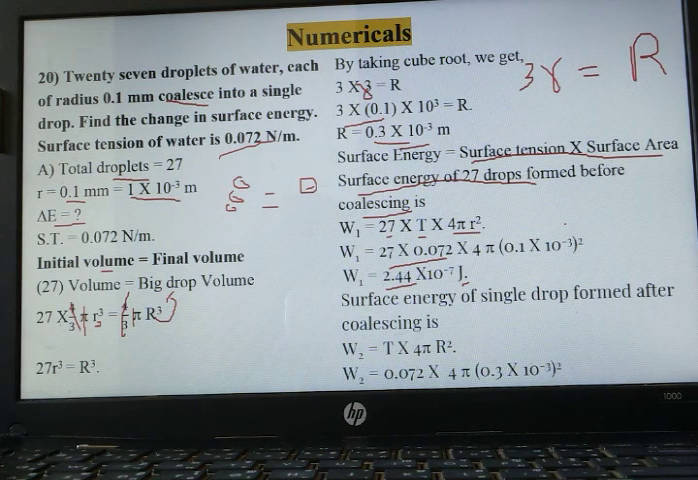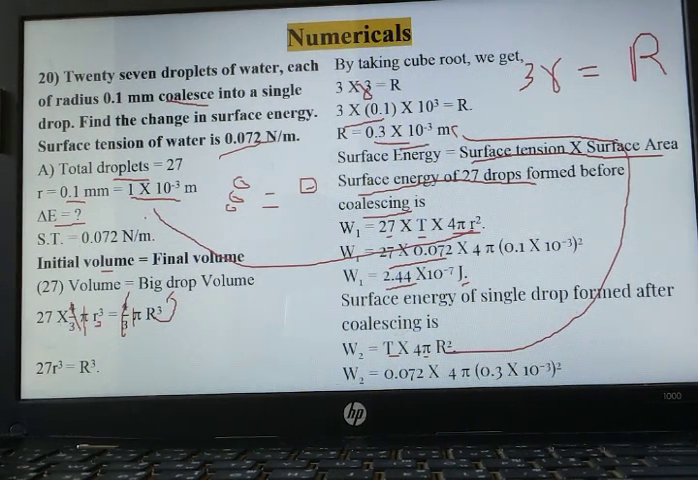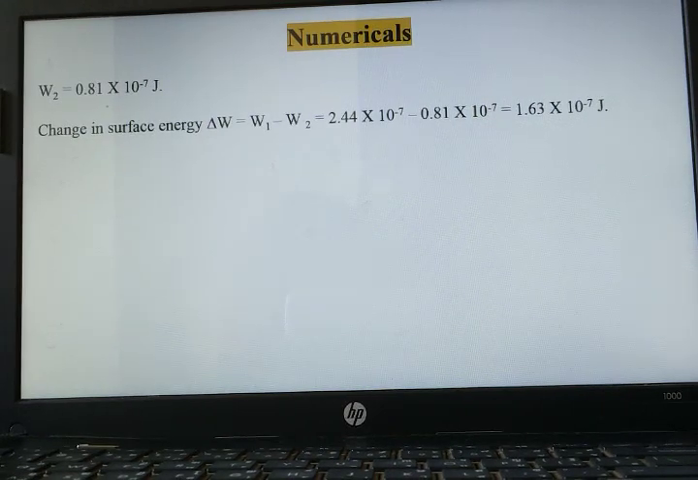Now what is the surface energy of a single droplet after coalescing? After mixing into a single droplet, it is surface tension T into 4 pi R square. R is the bigger droplet that we have got, that is 0.3 into 10 raised to minus 3, and small r was the radius of each of the 27 single droplets, 10 raised to minus 3. So we get W2 as 0.81 into 10 raised to minus 7 joule.